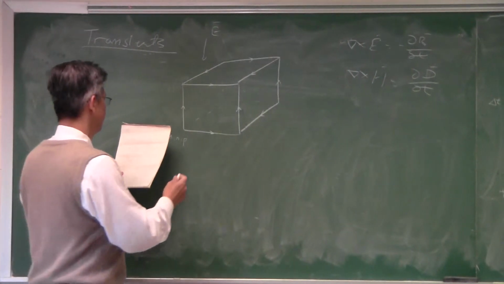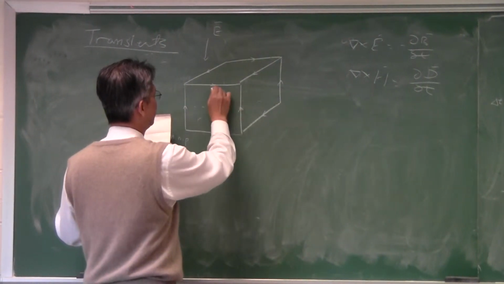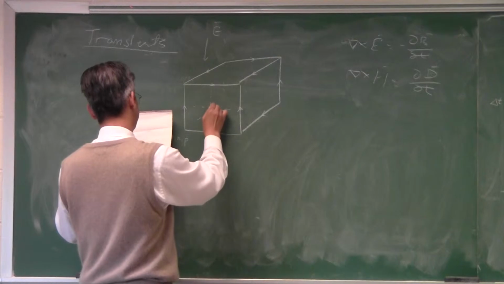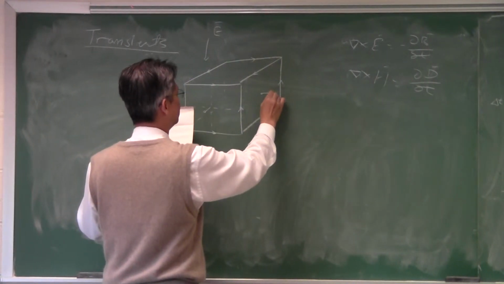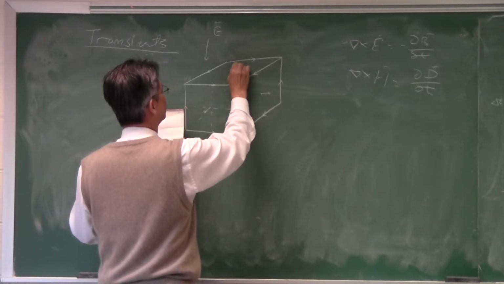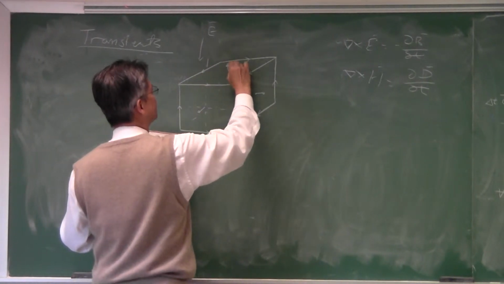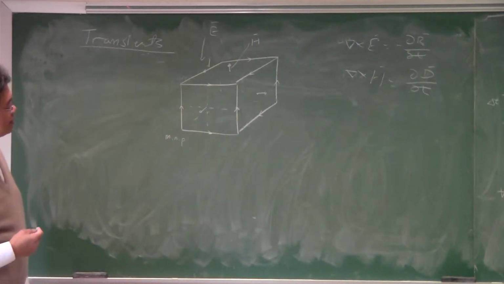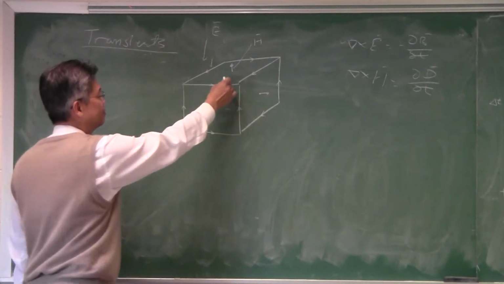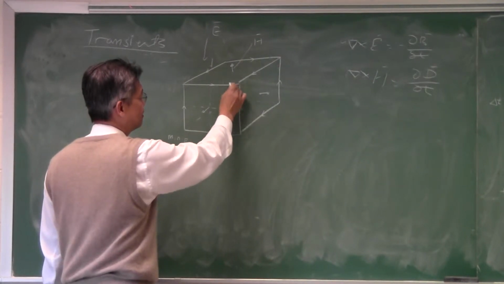So the H fields will have something like a face-centered cubic kind of lattice. The H field will go something like this. This will be an H field, and then it will be an H field. So this is E, this is H. Okay? And if you are imaginative enough, you can think of the H field as being curled around the E field as well. You extend yourself.